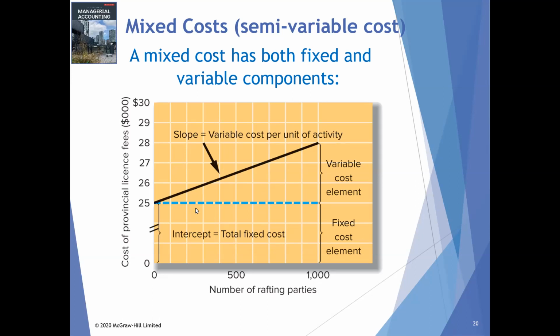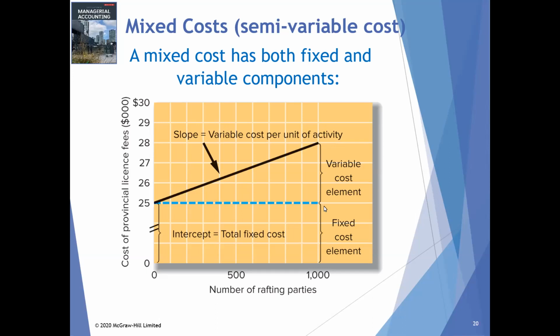Look at this. If you say this is the fixed part of the activity, the fixed cost, right? So fixed cost is here. And on the other side, from this particular point, this is going to change. So that is the slope. Slope is going upward. So variable cost per unit of activity is increasing, as you can see the number of rafting parties are increasing from here to here.